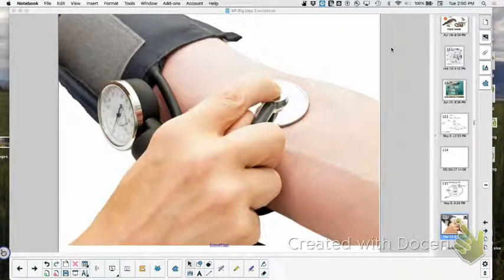We're talking about all different things in our environment that can influence blood pressure. What can influence our blood pressure? Amount of salt in our diet. What else could influence it? Amount of water, right? Stress. These are all things that influence our blood pressure.